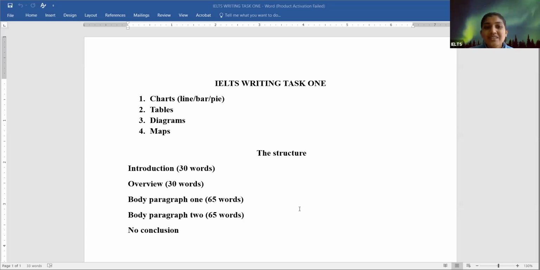If there are 2 figures, just like a diagram and a map, you have to combine these 2 as one introduction. Then there you have to write this diagram is about this and this map is about this. Based on this idea, you have to develop the introductory sentence, the introduction.